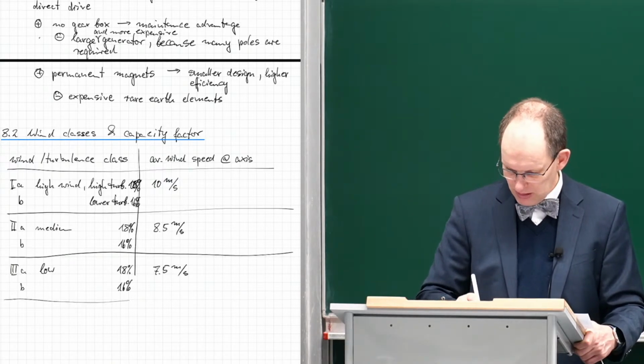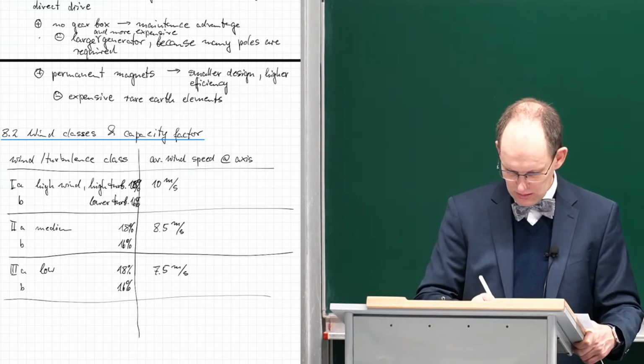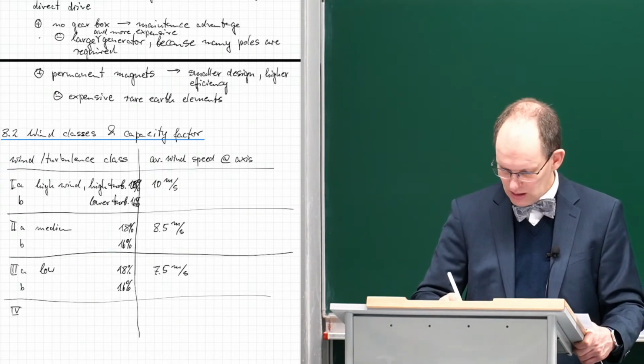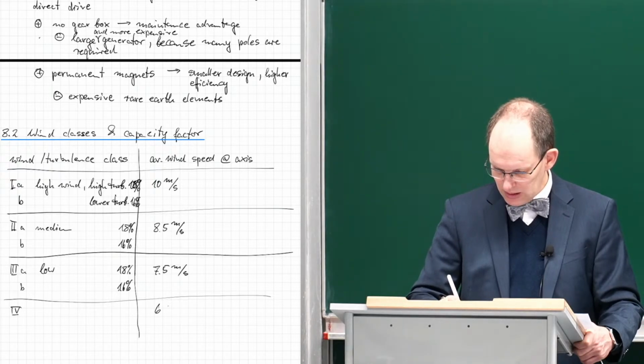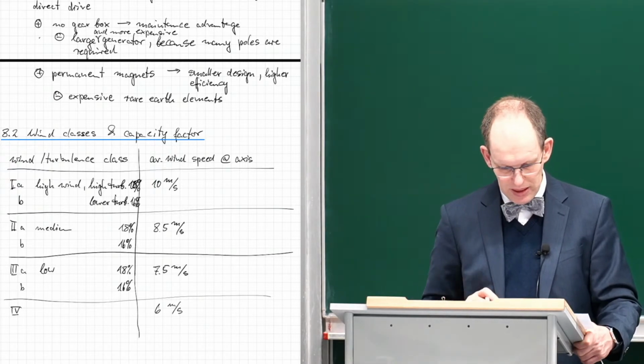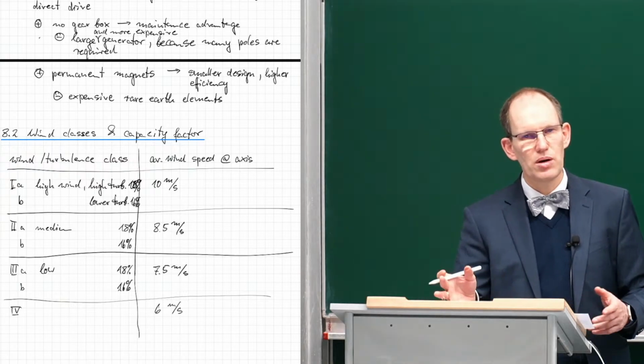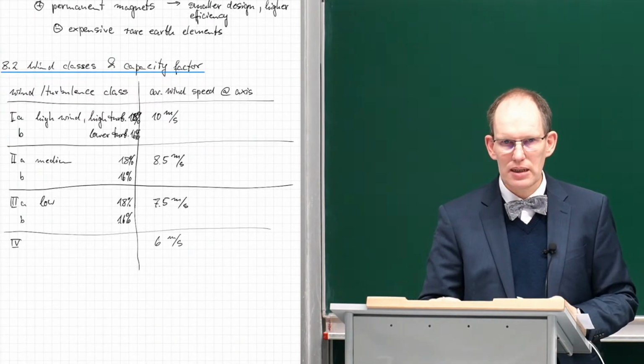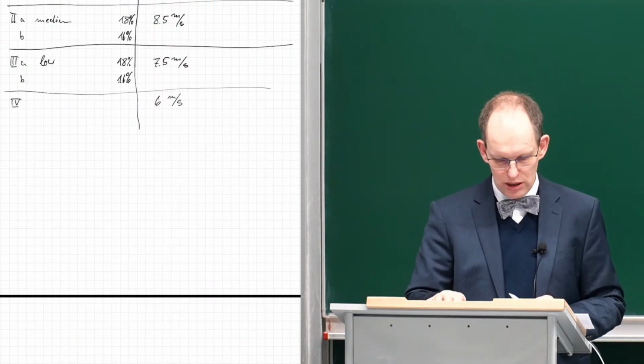And some people also use class 4, and this would be 6 meters per second average wind speed. So the last one is probably economically not so interesting.